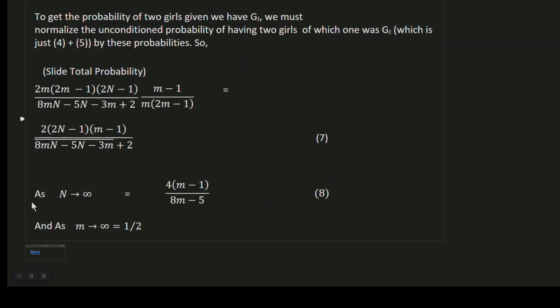To get the probability of 2 girls, given that we have G sub j, we must normalize the unconditioned probability of having 2 girls, of which one was G sub j, by these probabilities. That unconditioned probability is just the last 2 expressions added together. So we have the expression, the quantity m minus 1 over the quantity m times the quantity 2m minus 1 multiplied by the inverse of the total probability from the last page, and that equals 2 times the quantity 2 cap N minus 1 times the quantity m minus 1, all divided by the quantity 8m cap N minus 5 cap N minus 3m plus 2.